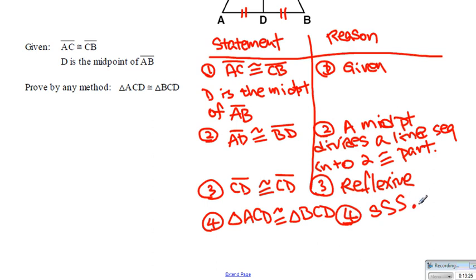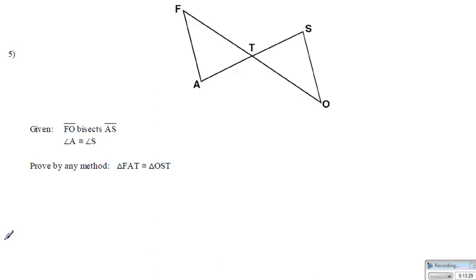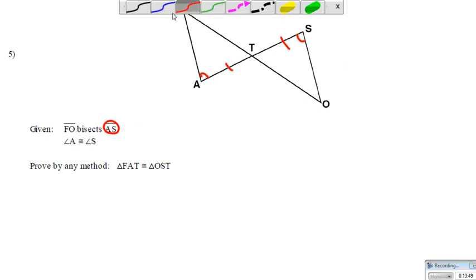All right. Now let's move on to the last question. Here, number 5. FO bisects AS. Notice that AS is the one that's been bisected. So the AS has two equal parts. And angle A is congruent to angle S. Aha, that means here we only have two conditions. How can you find the third condition?